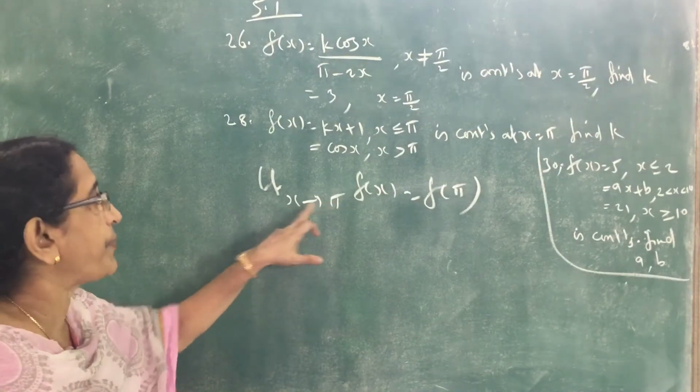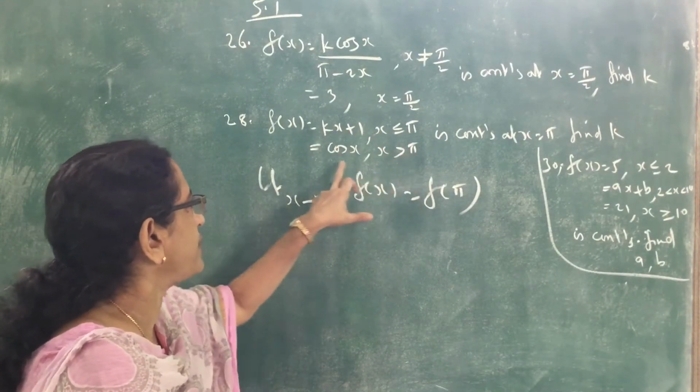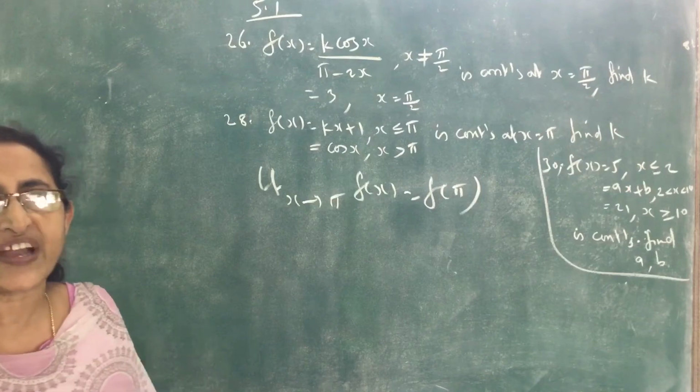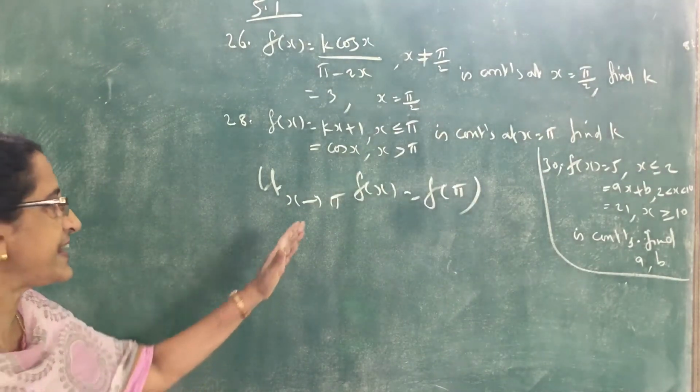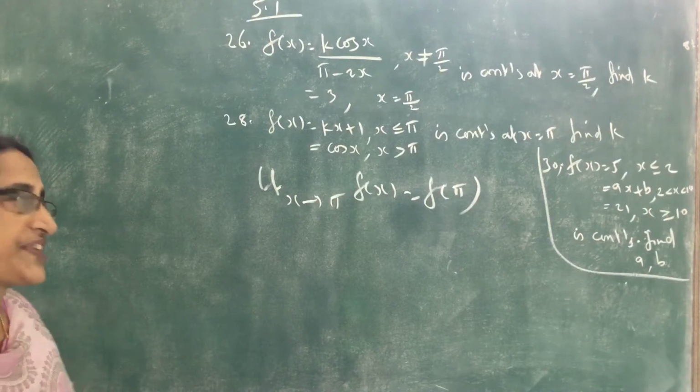When x less than pi, the function is kx plus 1. When x greater than pi, the function is cos x. So we need to find left and right limits, because when x less than pi and x greater than pi, the function is different.